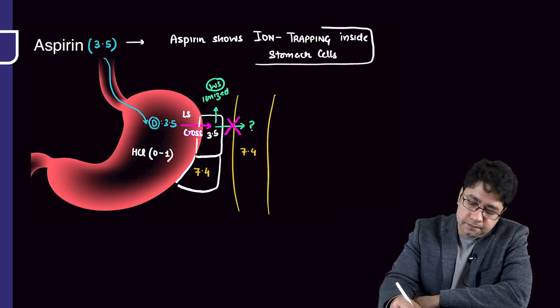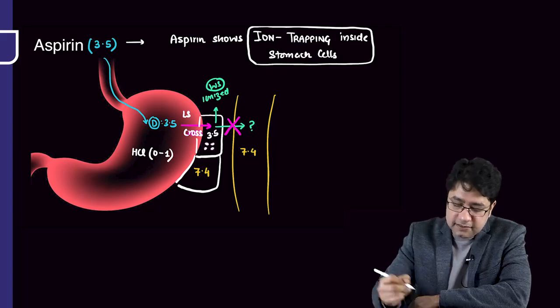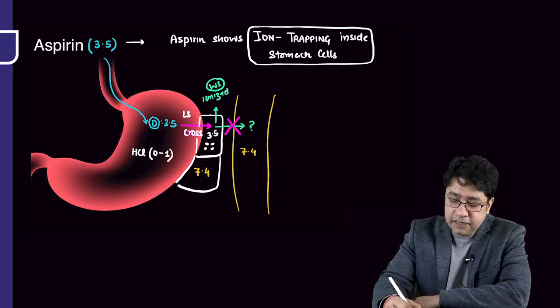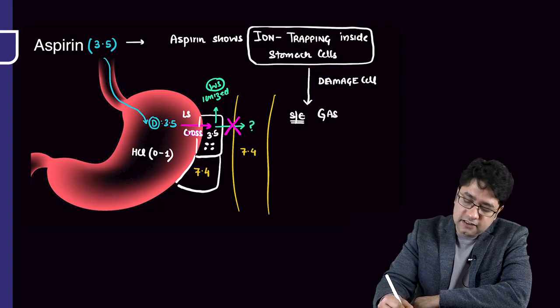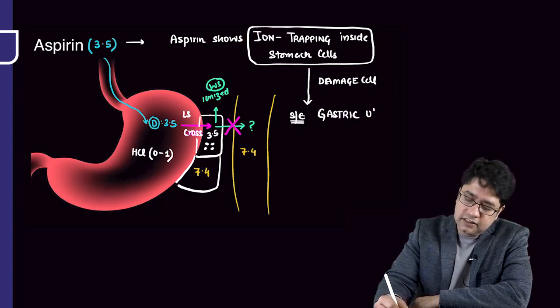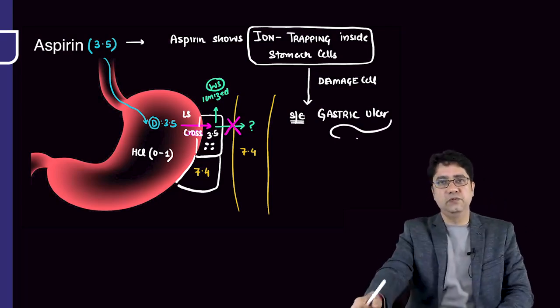Agree? Because aspirin gets deposited and trapped inside the stomach cell, aspirin destroys the stomach cell. It damages the stomach cell, which can lead to a side effect of gastric ulcers. So this is one of the very important implications of pK value.